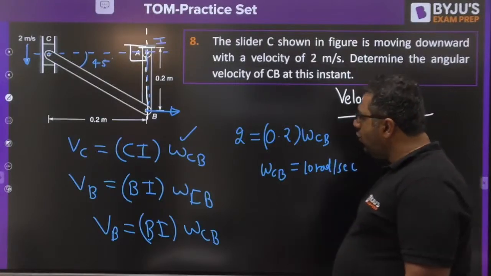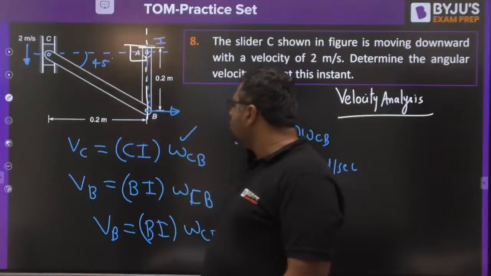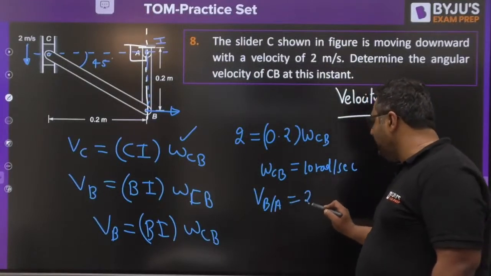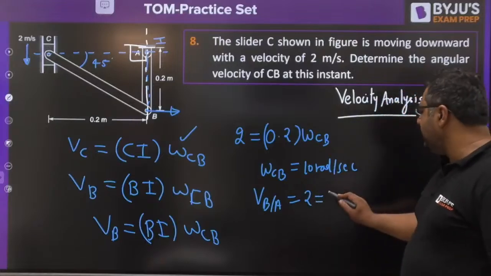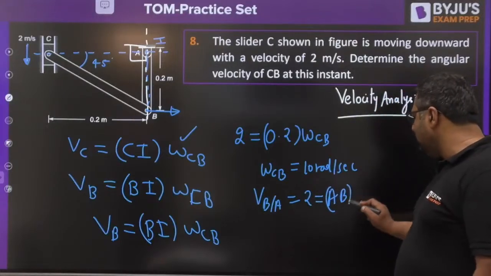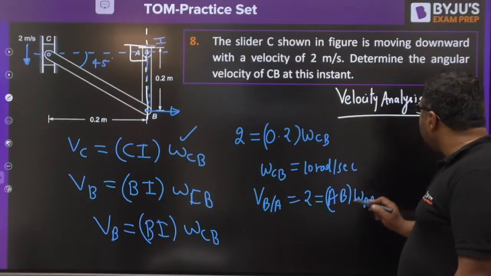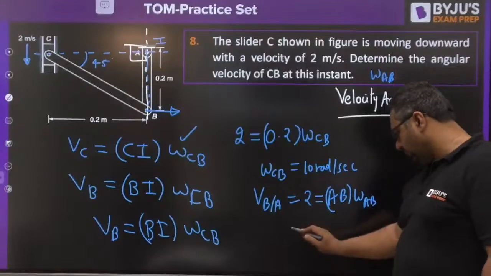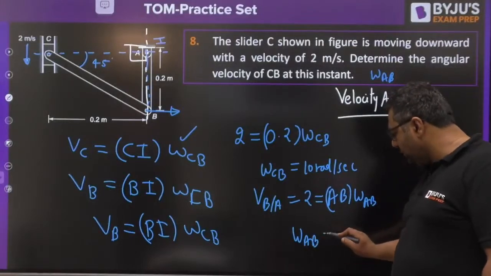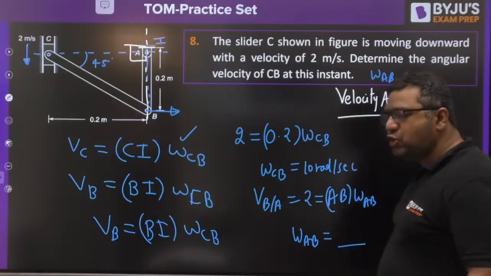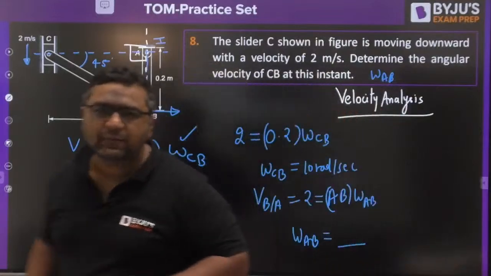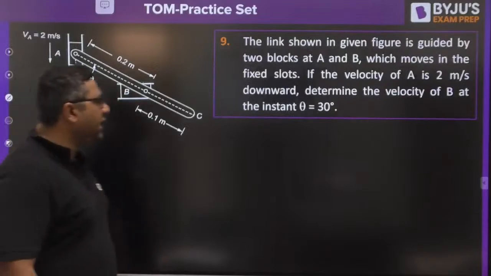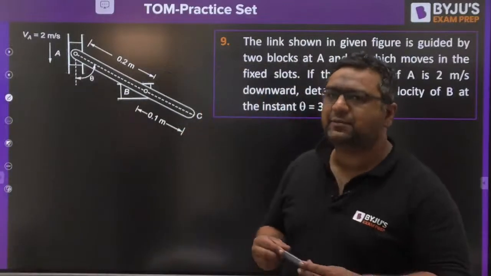Even they could ask you omega of BA, because once you have velocity of B with respect to A as 2 meter per second, that can also be written as AB into omega AB. This would be a very good question if they ask you omega AB, and that's why I have taken this question. Omega AB will also be coming out to be the same, but the question will become slightly interesting with that. Okay. Very good, Manas.